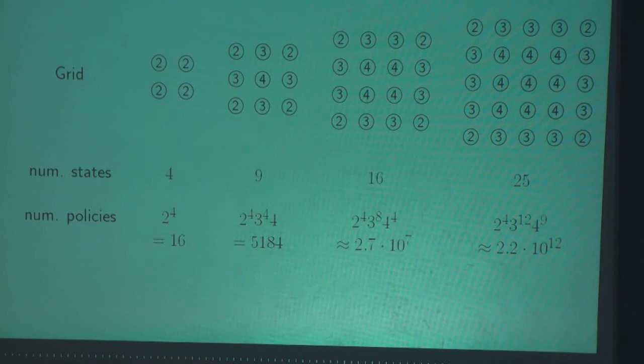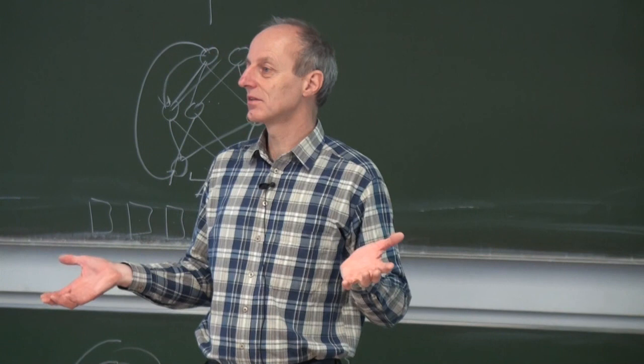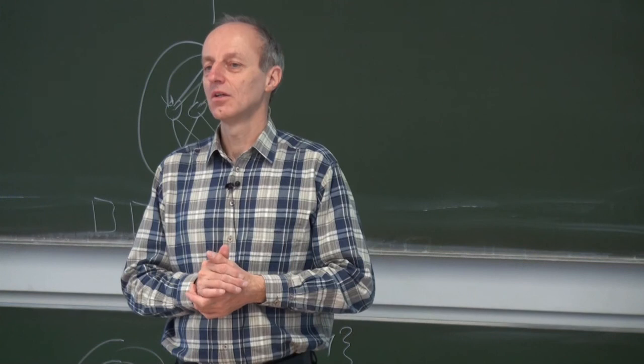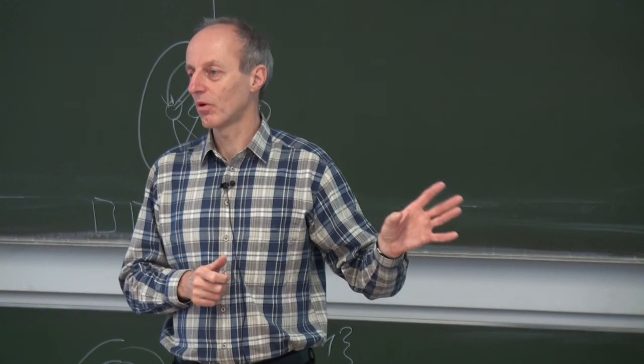If you have a robot with 6 or 7 or maybe even 50 joints, no chance to combinatorially explore this huge search space. So we really need to use intelligent techniques that find maybe optimal or maybe close to optimal policies without exploring all of the search space.